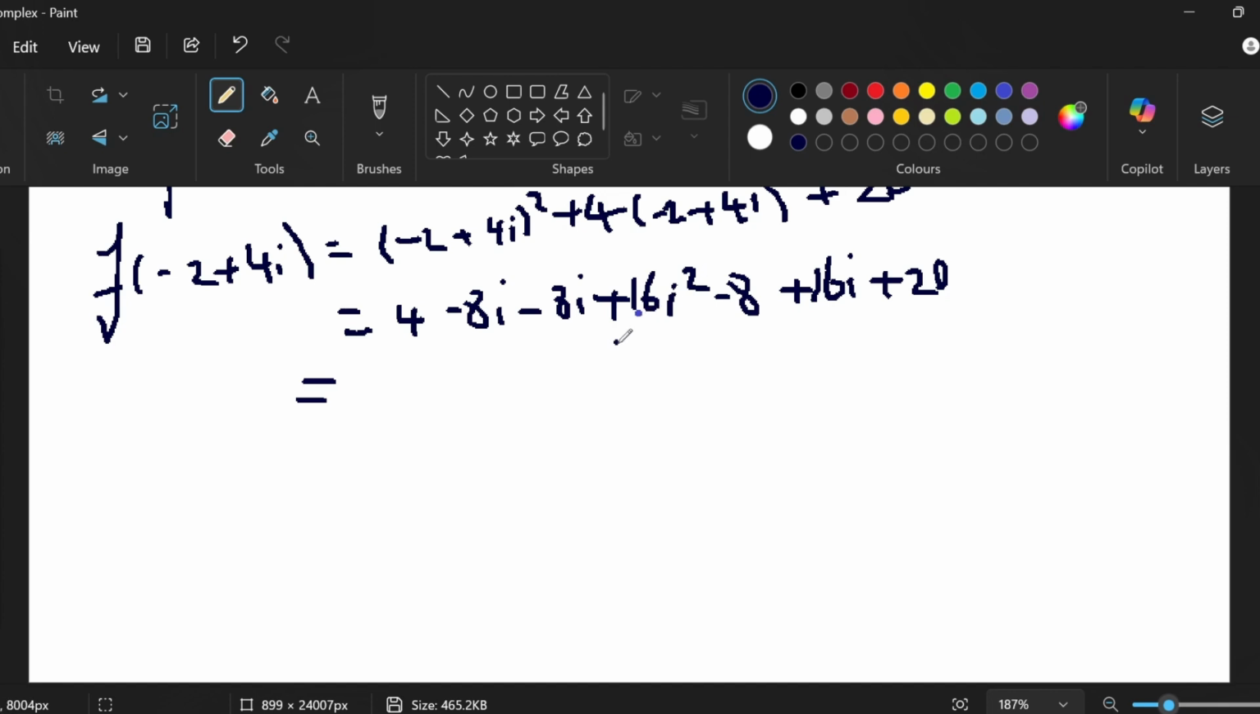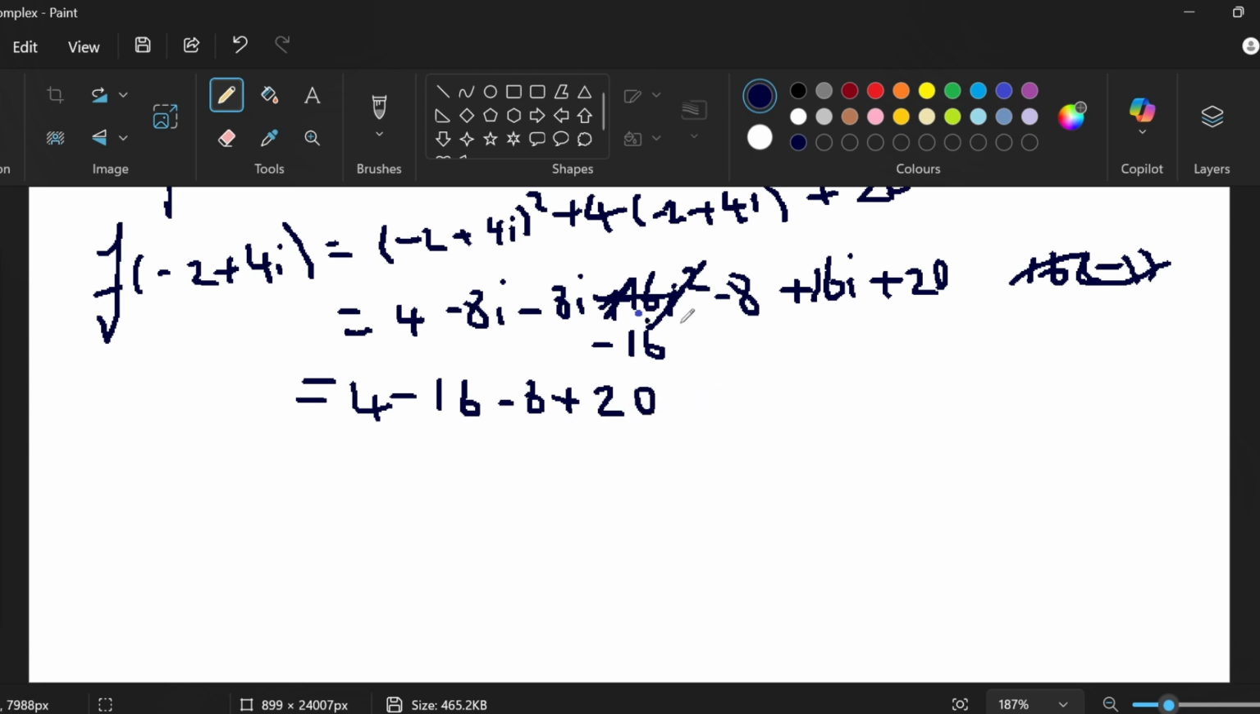So this 16i squared turns into minus 16 because it's the same as 16 times minus 1. So we have a minus 16 here. So for our real parts, we have 4 minus 16 minus 8 plus 20. And for our imaginary parts, we have minus 8i and plus 16i.